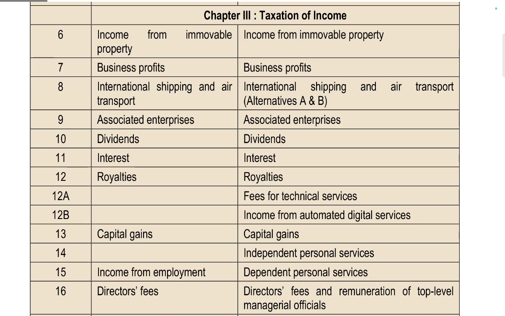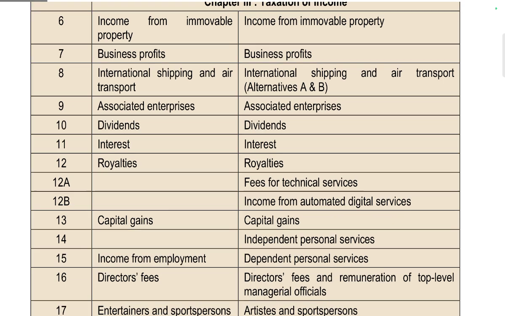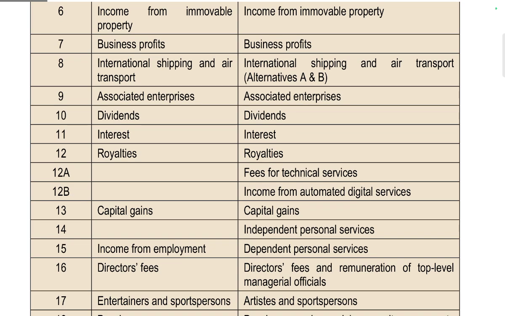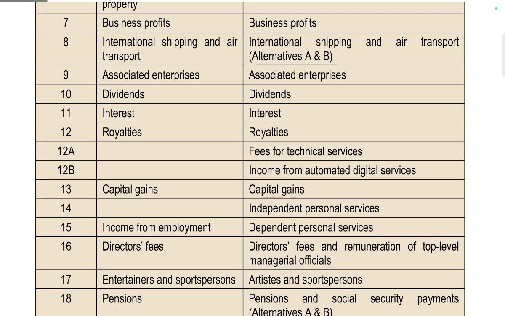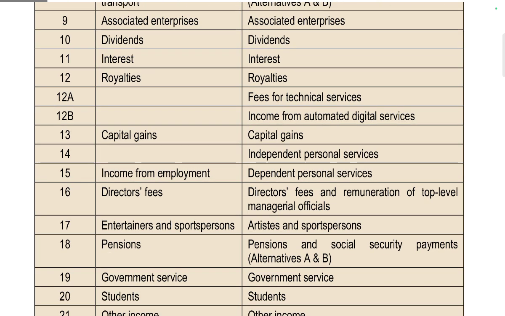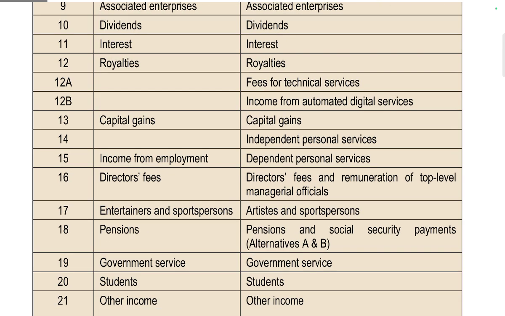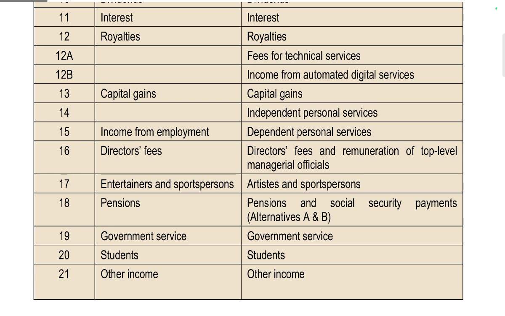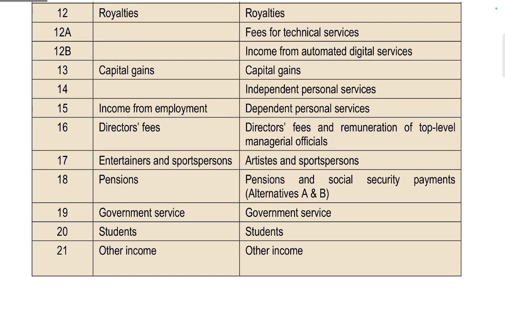Article 9, associated enterprises; Article 10, dividends; Article 11, interest; Article 12, royalties. Article 12A, fees for technical services, and 12B, income from automated digital services, are in the UN Model. Article 13, capital gains; Article 14, independent personal services; Article 15, income from employment, dependent personal services; Article 16, directors' fees and remuneration of top-level management.